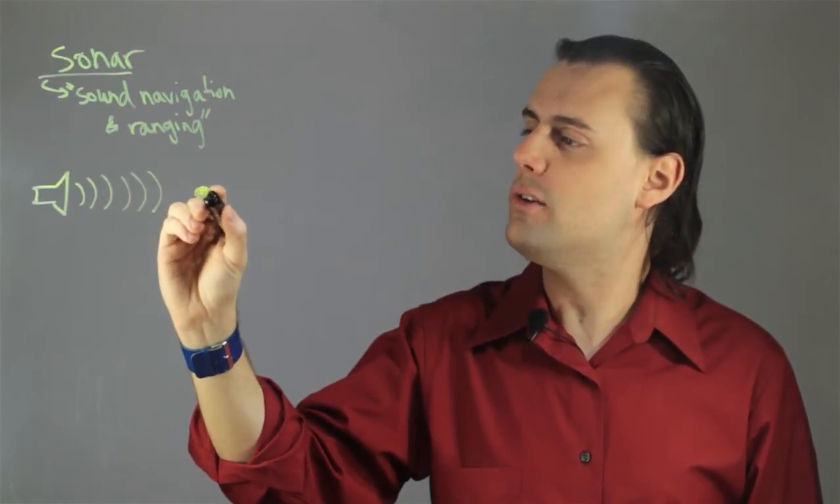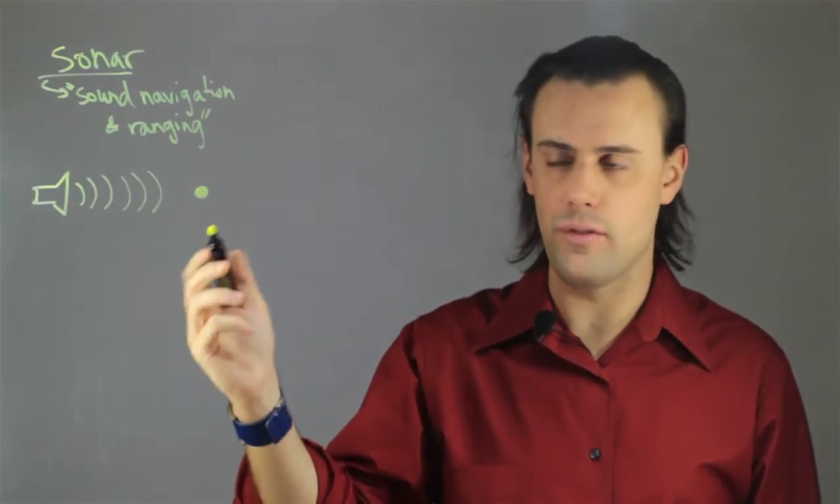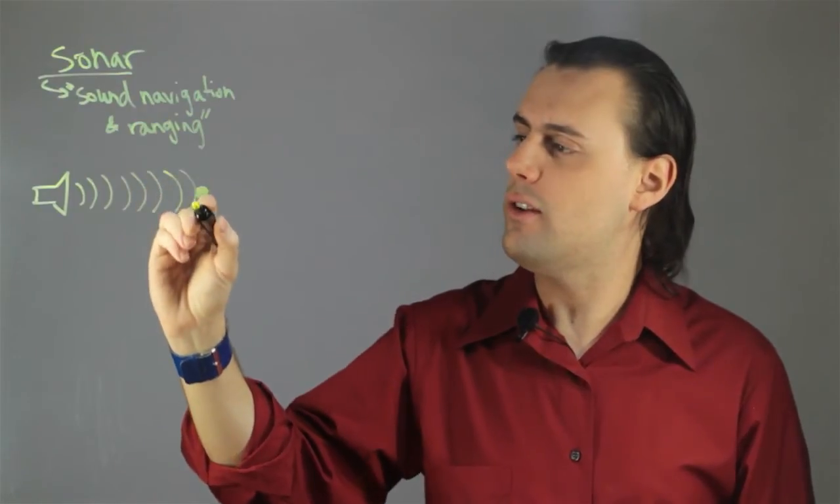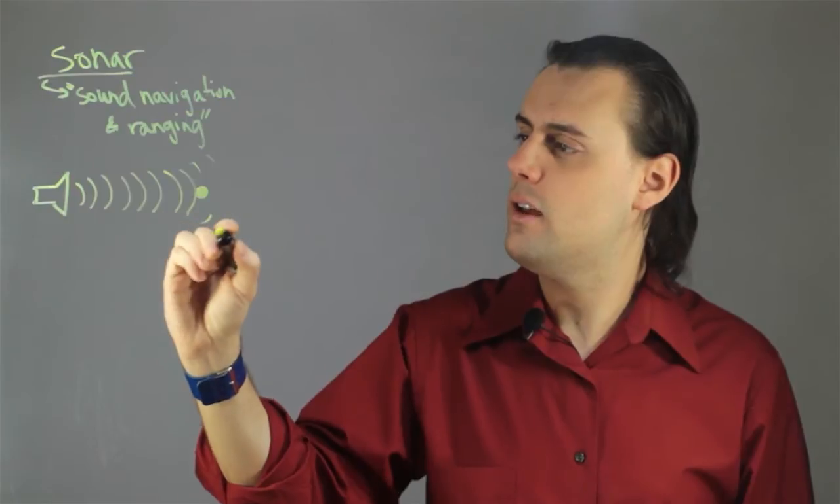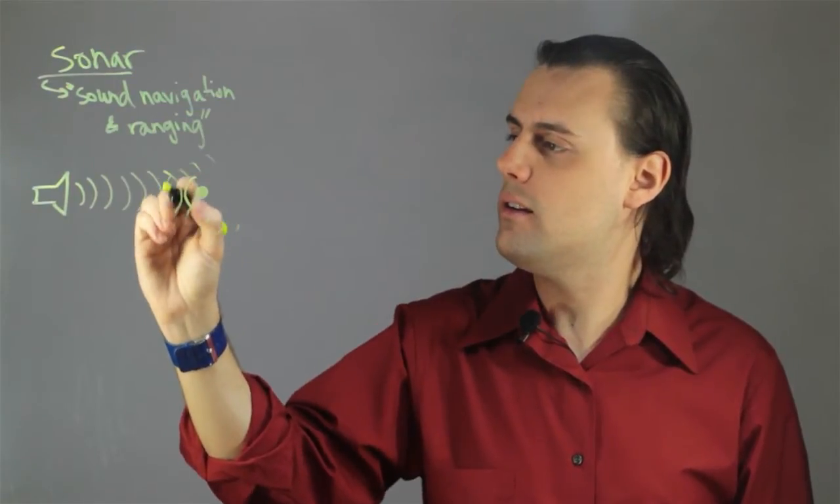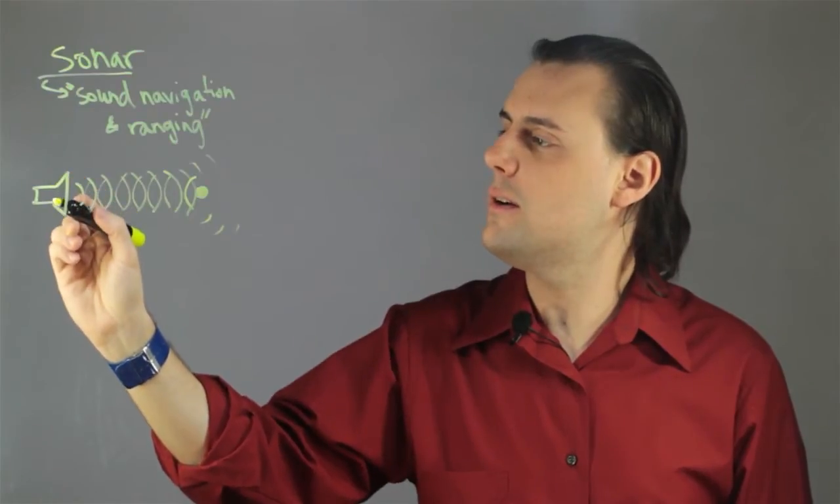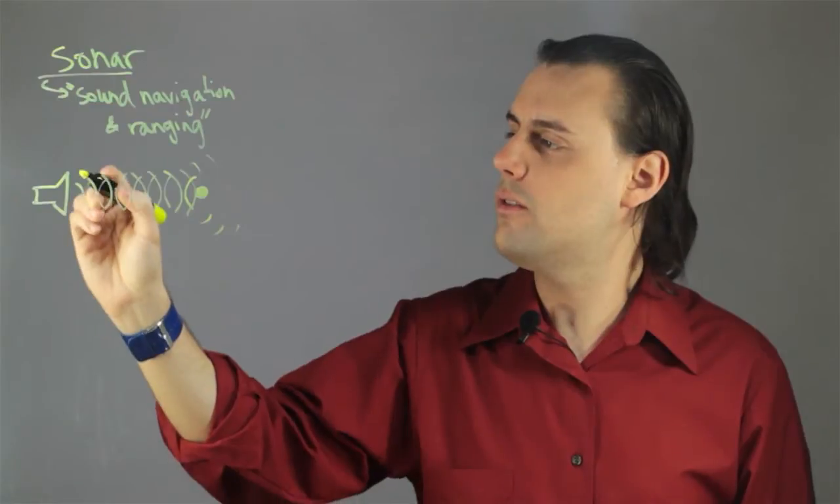And you'll have some target, like a submarine, or maybe some other topological feature, such as a rock or a mountain. And when the sound wave hits this target, it'll scatter, and part of it will reflect. And so you'll have a transmitter, but also a receiver at the source.